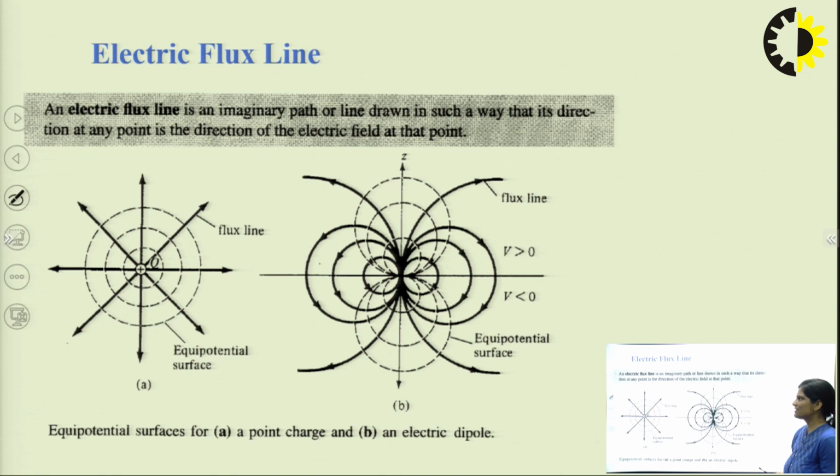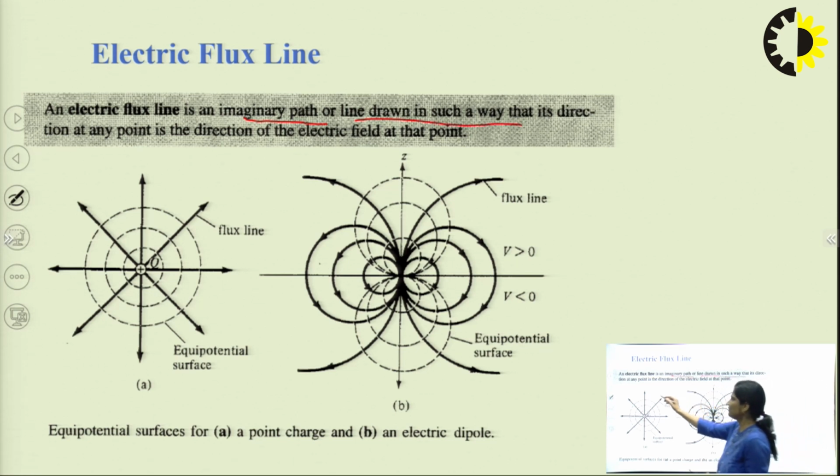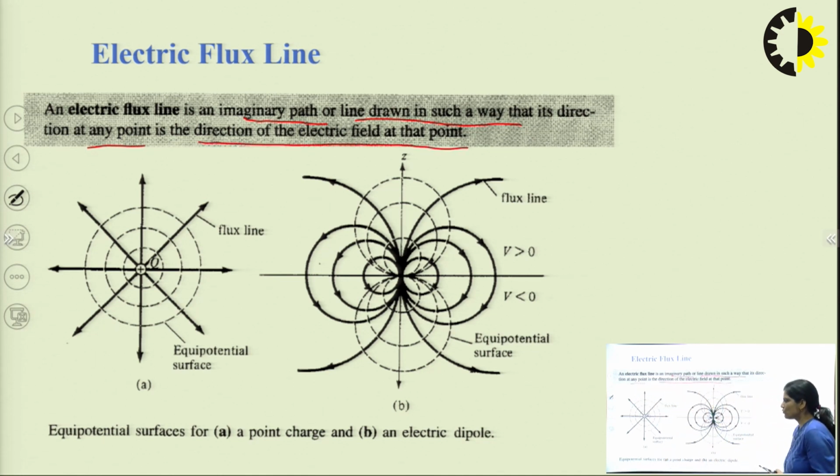Now, electric flux lines. Electric flux lines are imaginary lines drawn in such a way that their direction at any point is the direction of the electric field at that point. So first you take the case of the equipotential surface for a point charge, and then the equipotential surface for an electric dipole. Now here consider a charge with positive sign, and these are your flux lines and this is your equipotential surface.